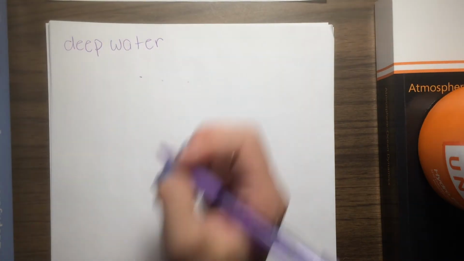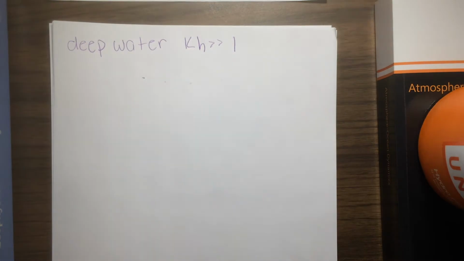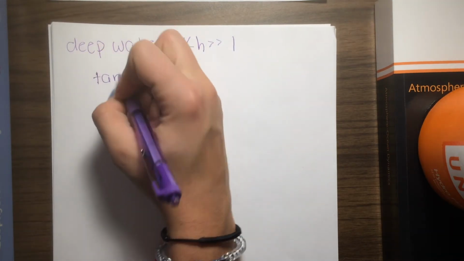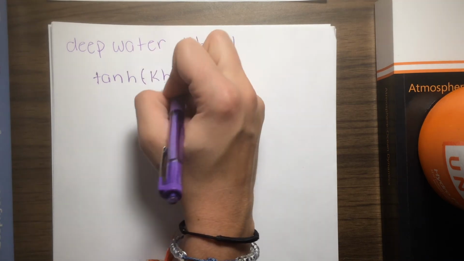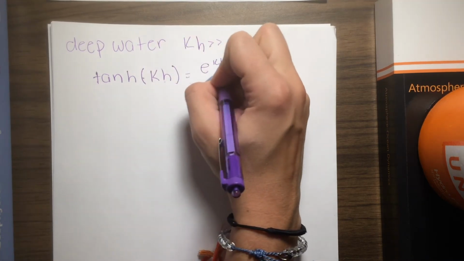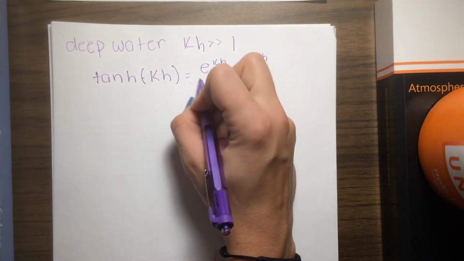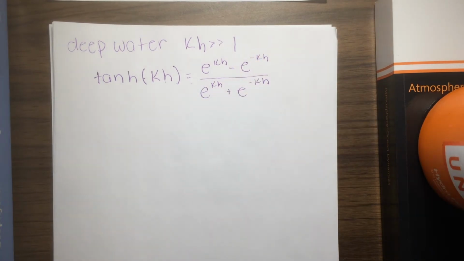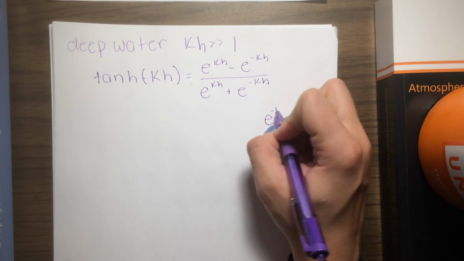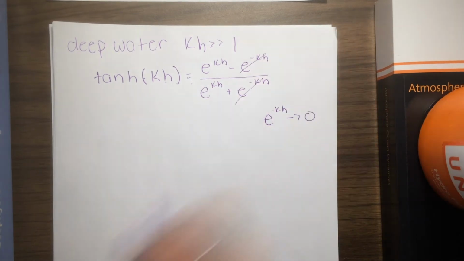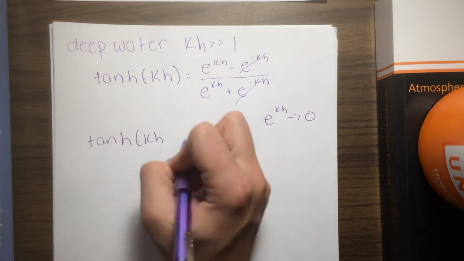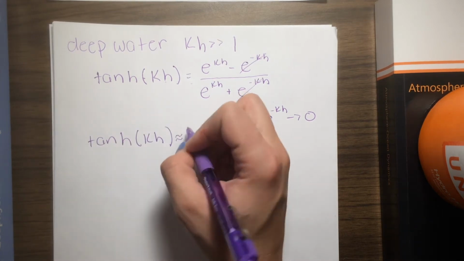Deepwater surface gravity waves are surface waves that form where the water depth is much larger than the wavelength. In this case, kh is much larger than 1. Again, we can write our hyperbolic tangent function here, but we now note that with a large kh value, e to the negative kh goes to 0. We are left with e to the kh over e to the kh, which is simply equal to 1.